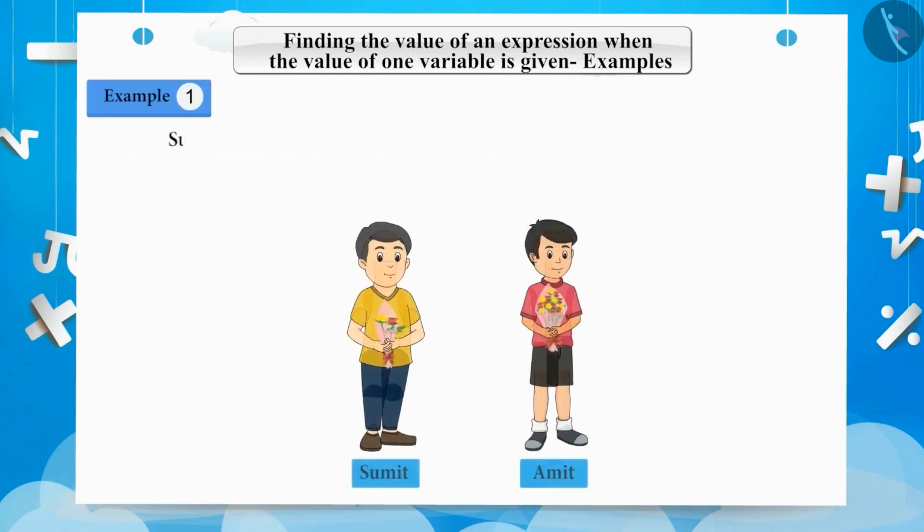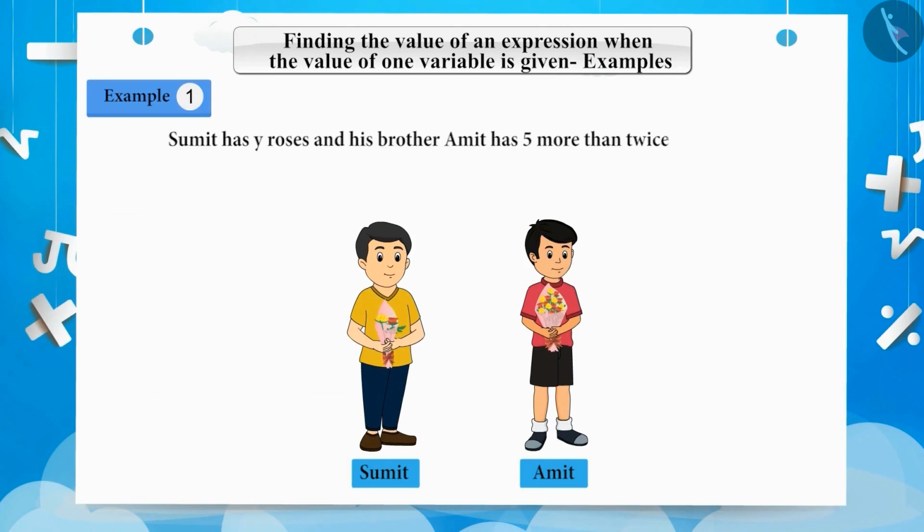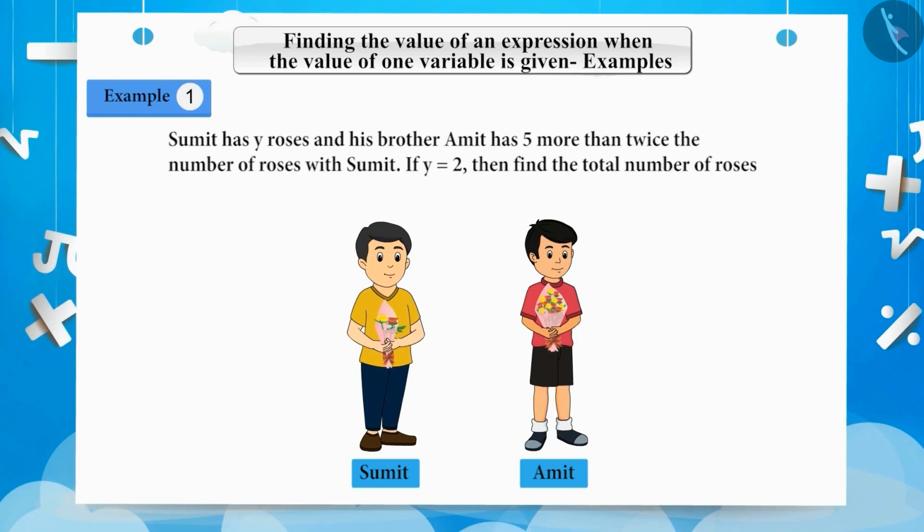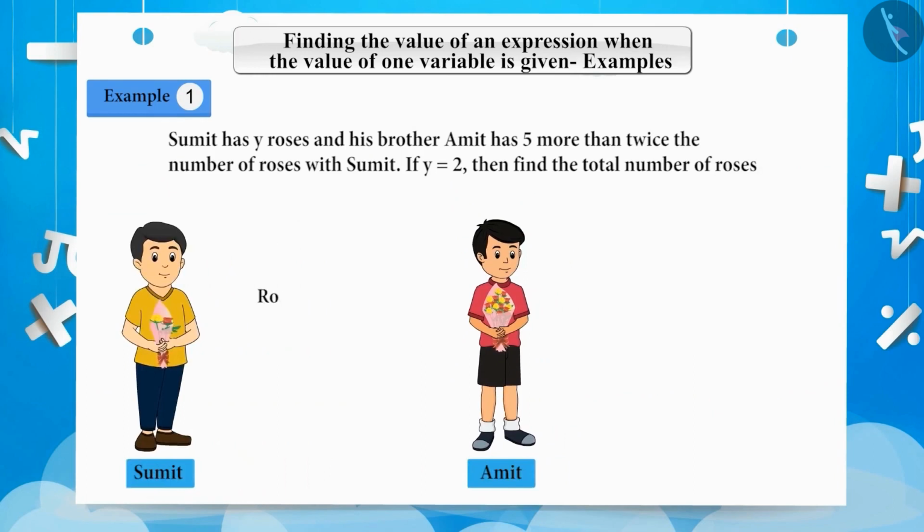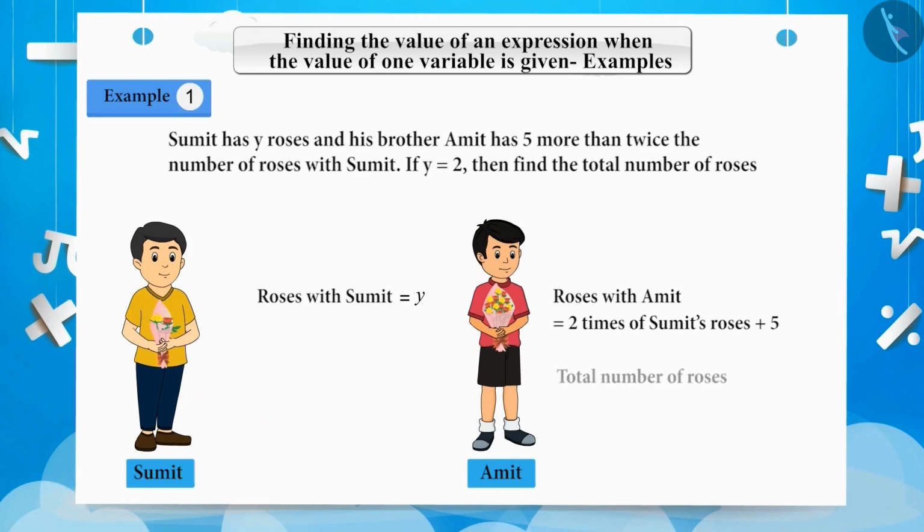Example 1. Sumit has y number of roses and his brother Amit has 5 more than twice the number of roses Sumit has. If y is equal to 2, then find the total number of roses. As we know, the number of roses Sumit has is y, and his brother Amit has 5 more than twice the number of roses than Sumit. Therefore, the number of roses with Amit will be 2 multiplied by y plus 5, which is equal to 2y plus 5.